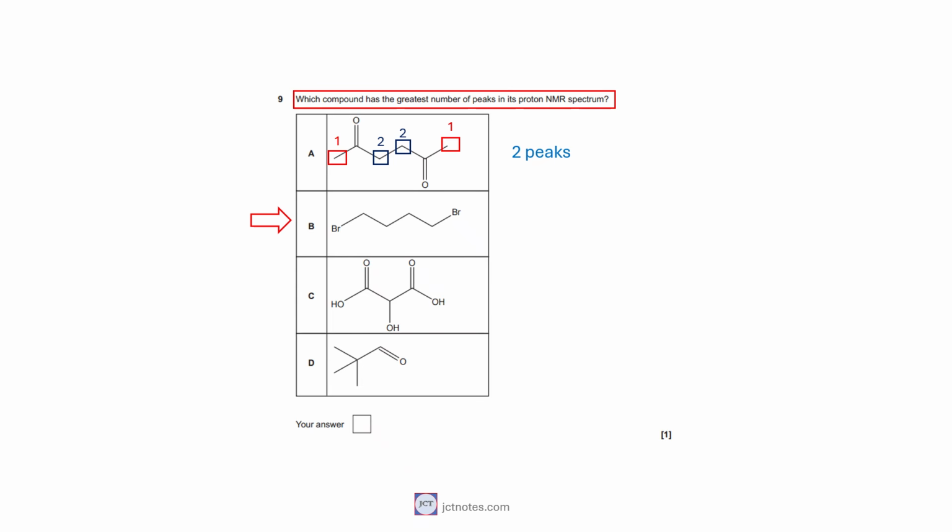In option B, we also have a symmetrical molecule. 2 CH2 groups next to the bromine atoms give one environment. We also have internal CH2 groups giving another environment. These produce 2 peaks. Option C is another symmetrical molecule. We have the hydrogen in the carboxyl groups, giving one environment. We have a hydrogen in the central carbon, producing another peak. And we have a third peak from the hydroxyl group on the central carbon. We have 3 peaks. Finally, we have option D.